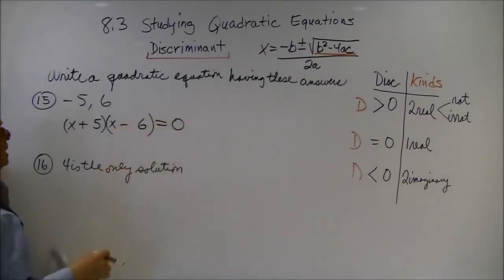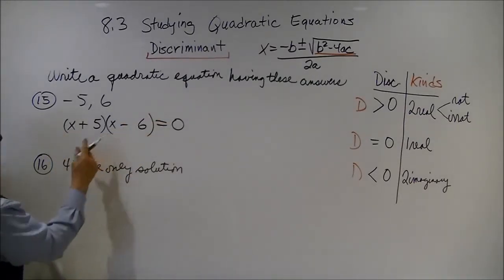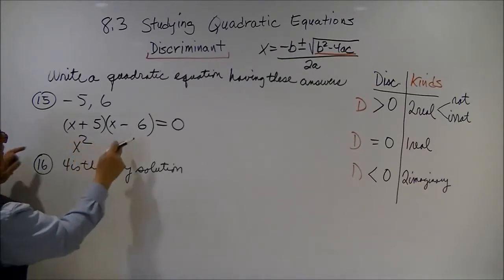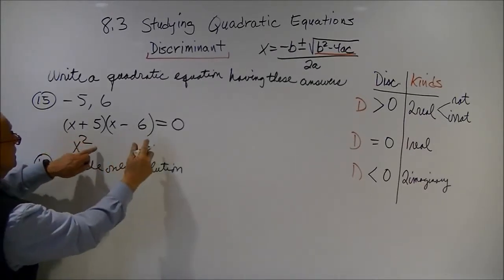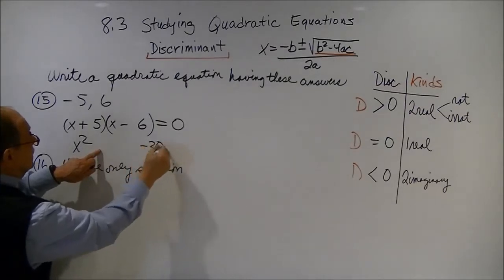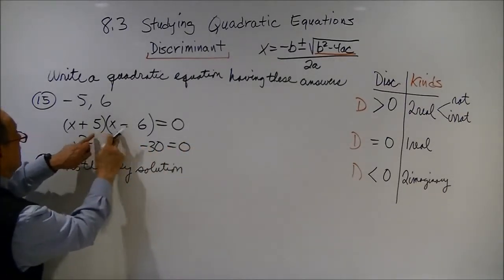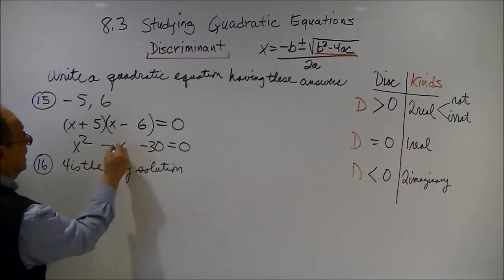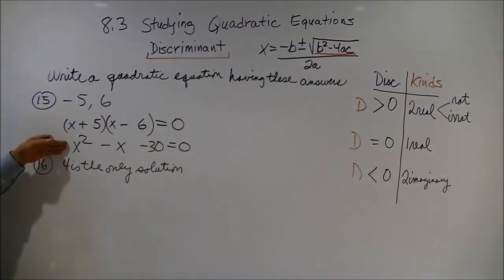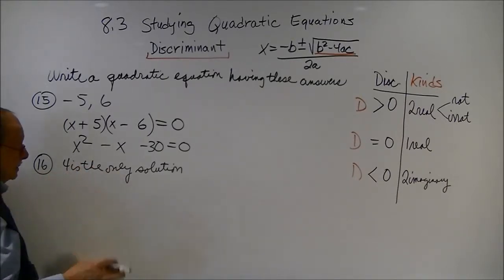But we want an equation. So we need to FOIL this now. X squared. This is going to be a minus 30 out there. And my middle term is going to be a negative x. And that's the equation that when it was factored, each of the factors equal to 0 gave us these as our answers.